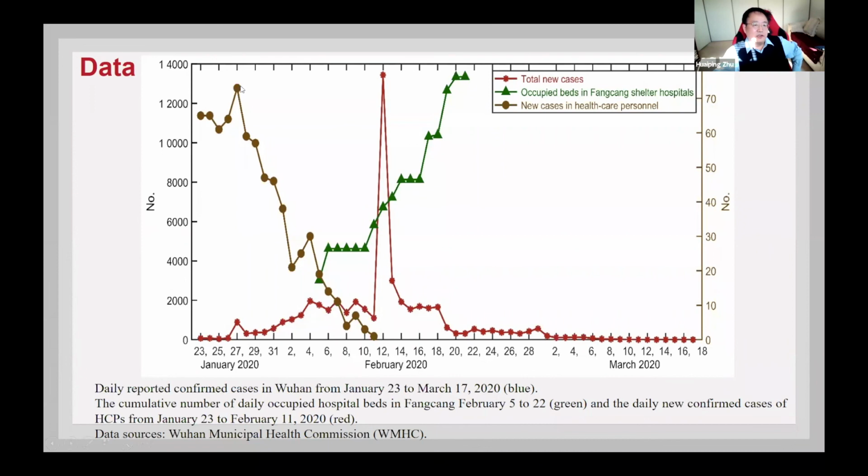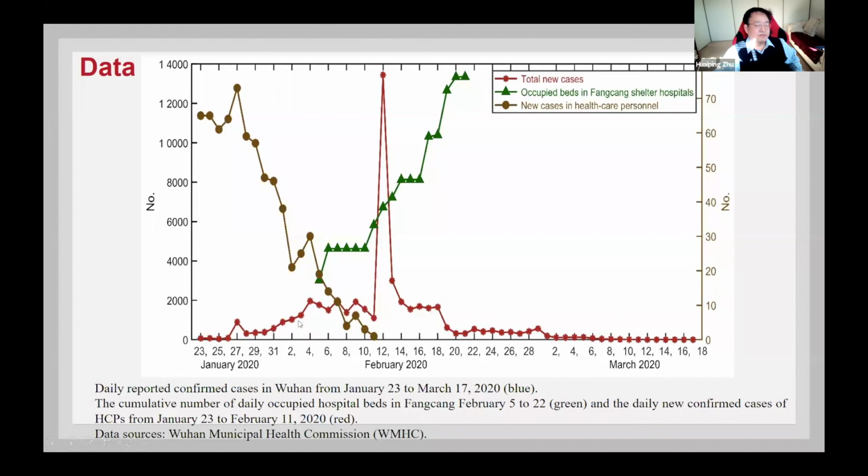You can see these are the daily new cases, total daily new cases. You can see from the beginning, it keeps increasing, especially till February 5th. You see, this is February 5th. So even though two or more designated hospitals were built, the daily new cases kept increasing.